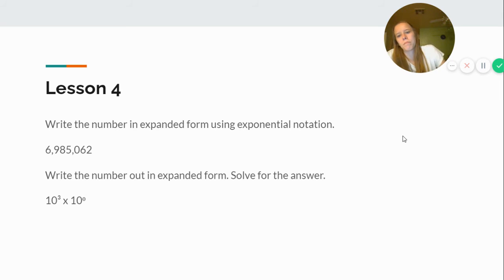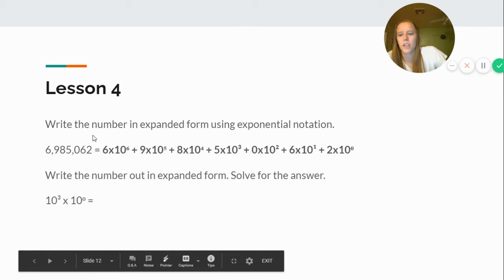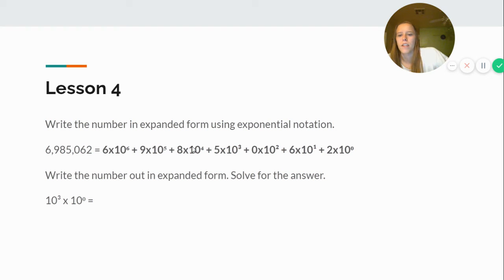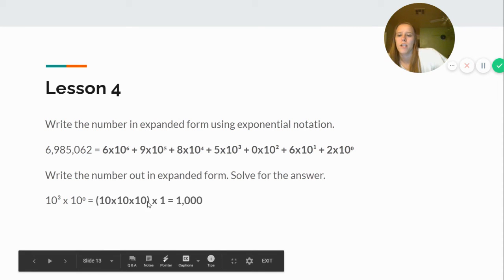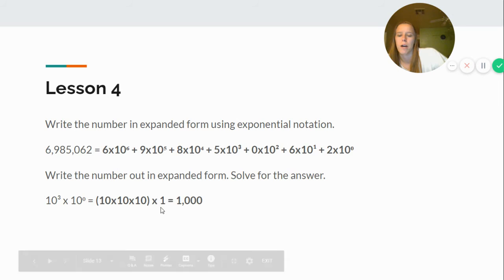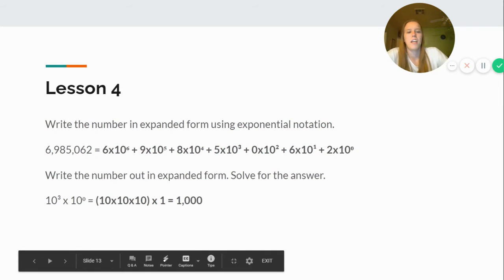So here we looked at 6 times 10 to the 6th, 9 times 10 to the 5th, working our way all the way down to 0 because this one does not have anything added to it. And then we have 10 times 10 times 10 times 1, because anything to the 0 power is always 1, or that equals 1,000.